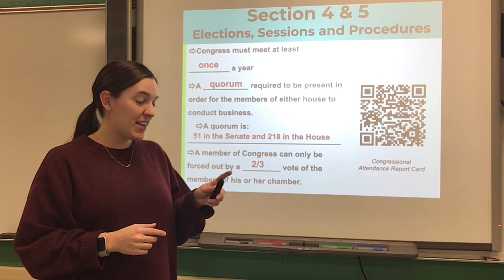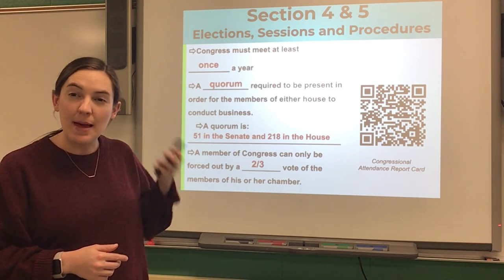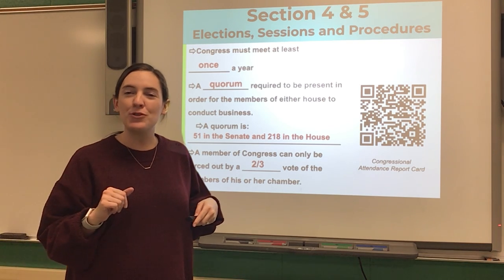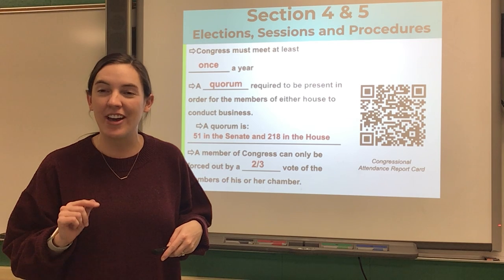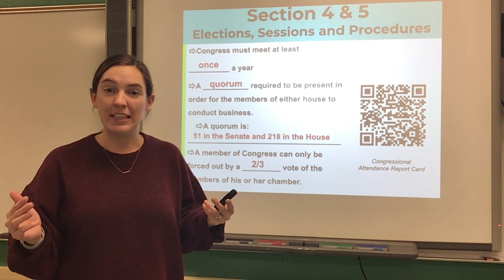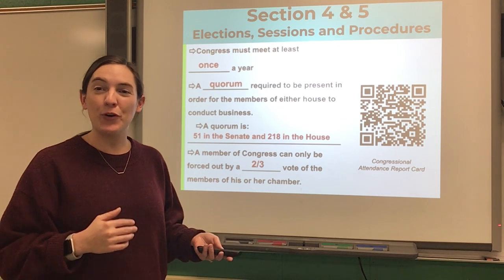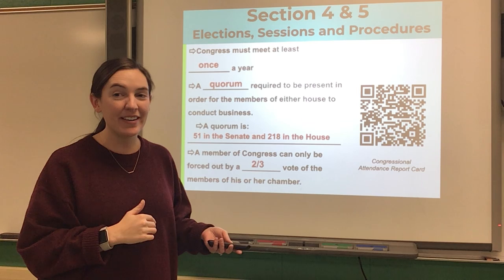Now, what's interesting up here, looking at this list for sections 4 and 5, and we are summarizing them by and large, notice that something that you do every day for school that is required of you as a student is not required of Congress. Attendance. Attendance is not required for Congress. Yes, they take attendance, but it is not required.